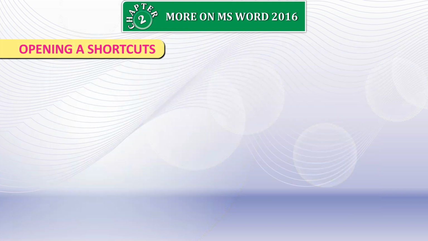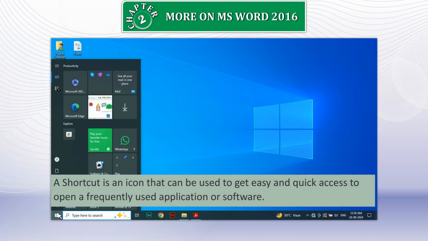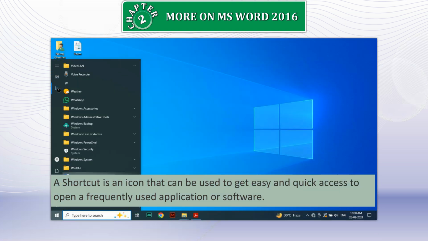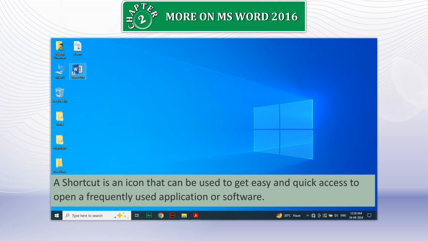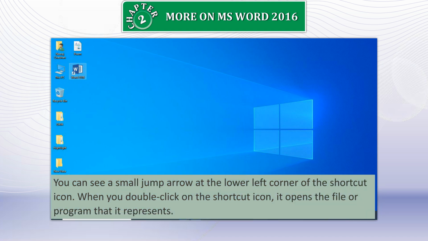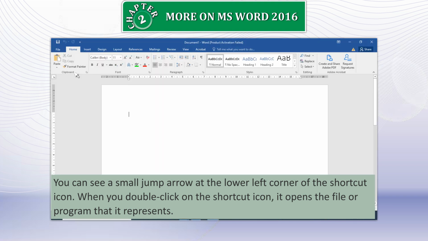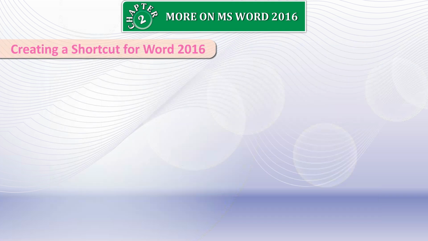Opening a shortcut. A shortcut is an icon that can be used to get easy and quick access to open a frequently used application or software. You can see a small jump arrow at the lower left corner of the shortcut icon. When you double-click on the shortcut icon, it opens the file or program that it represents.